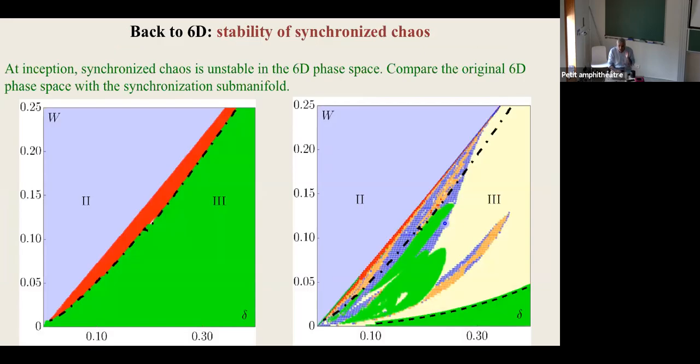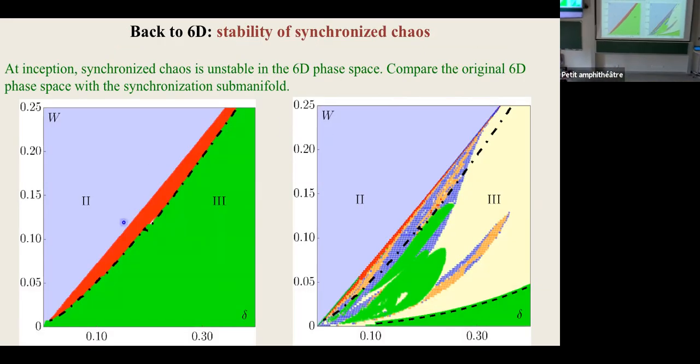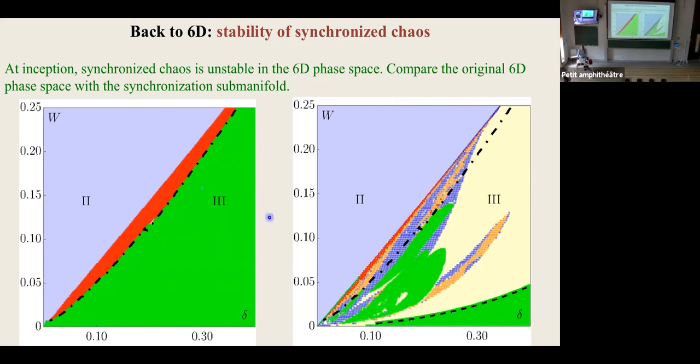Okay. But this was the restricted synchronization manifold. Now let's go back to six dimensions and see what happens with this picture. The synchronized chaos enters the picture at this dotted dashed line. But as you see from the full phase diagram, there is no synchronized chaos here. That's because it's unstable at its inception.